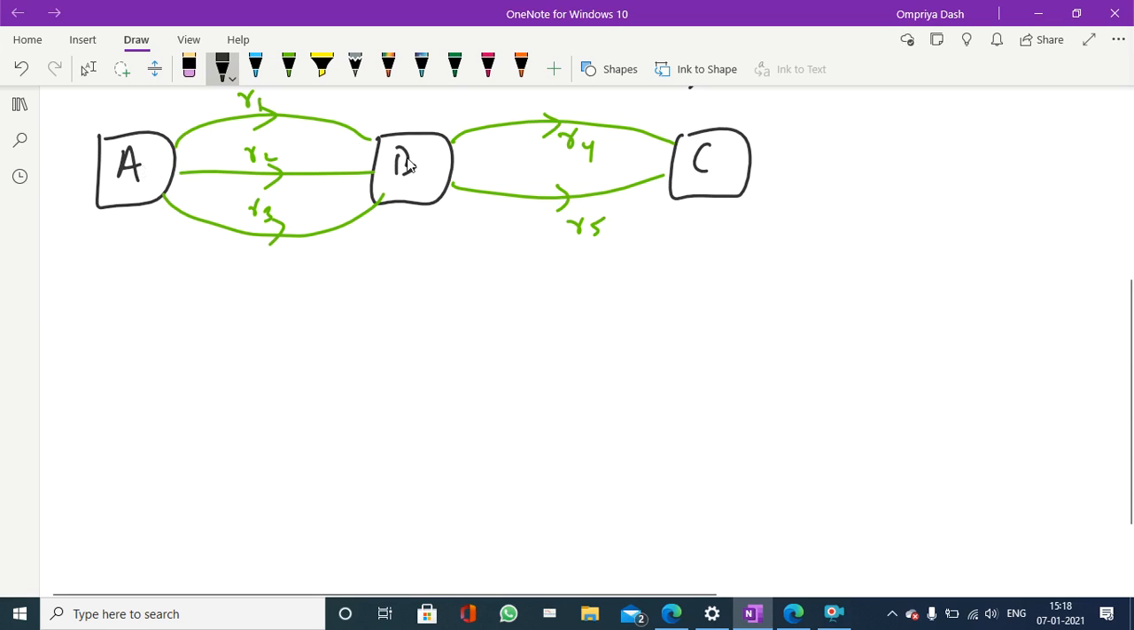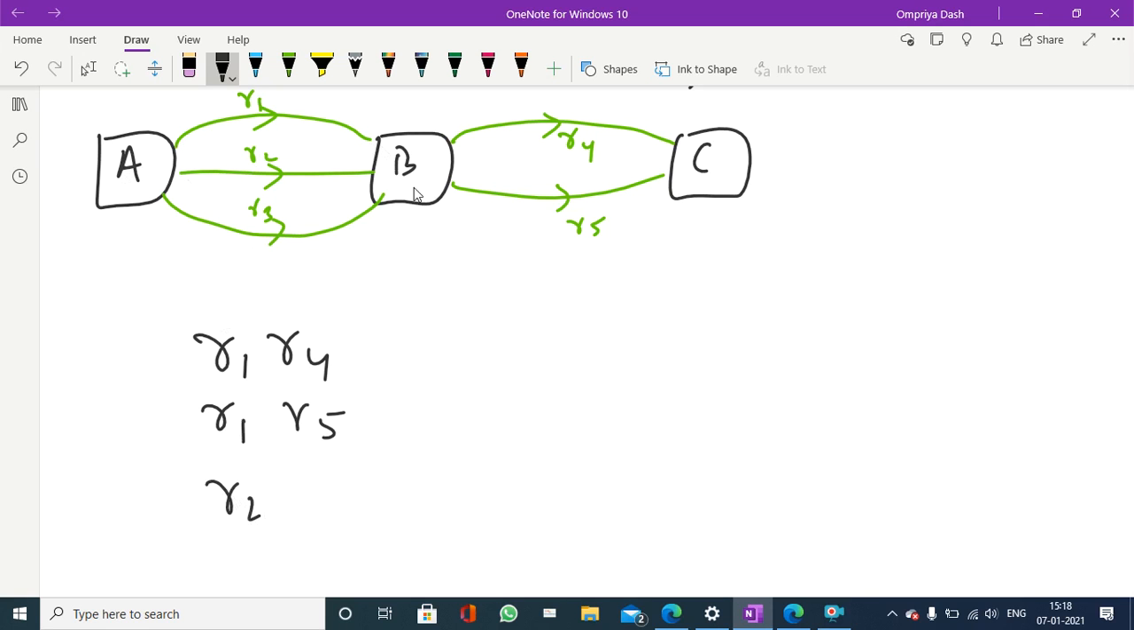Suppose from A to B I go via route 1, and from B to C I go via route 4, and suppose from A to B I go via route 1, but from B to C I go via route 5. Similarly, A to B via route 2 and B to C via route 4. A to B via route 2, B to C via route 5. A to B via route 3, B to C via route 4. A to B via route 3, B to C via route 5.